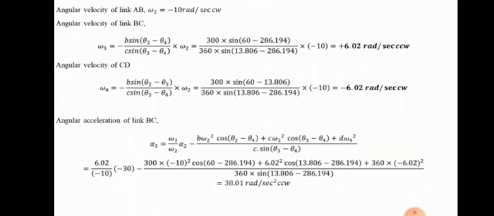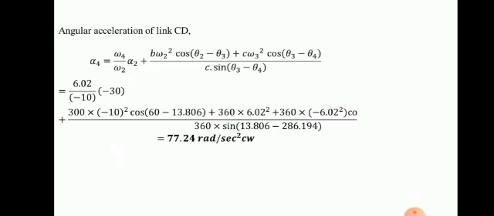Angular acceleration of the link BC is alpha 3, equal to omega 3 by omega 2 into alpha 2 minus B omega 2 square cos theta 2 minus theta 4 plus C omega 2 square cos theta 3 minus theta 4 plus D omega 4 square, divided by C sin theta 3 minus theta 4, which is equal to 38.01 radian per second square, counterclockwise direction. So the angular acceleration of the link BC we can calculate.